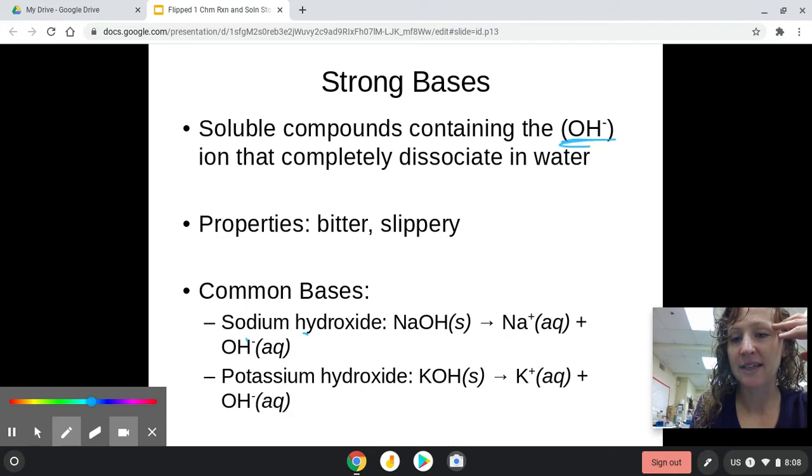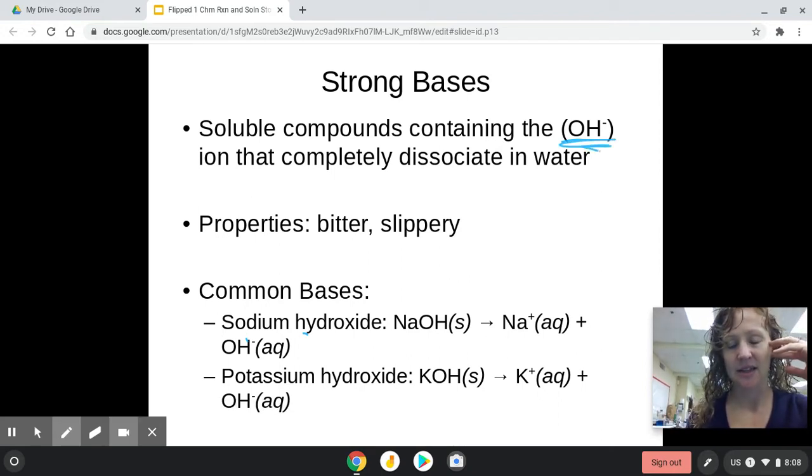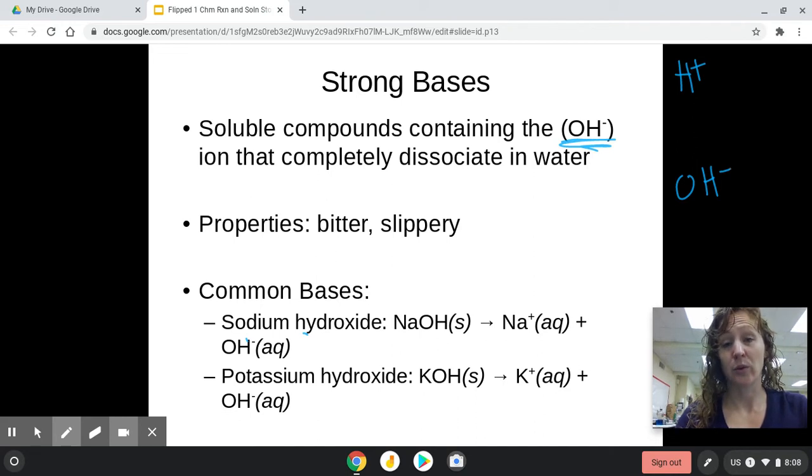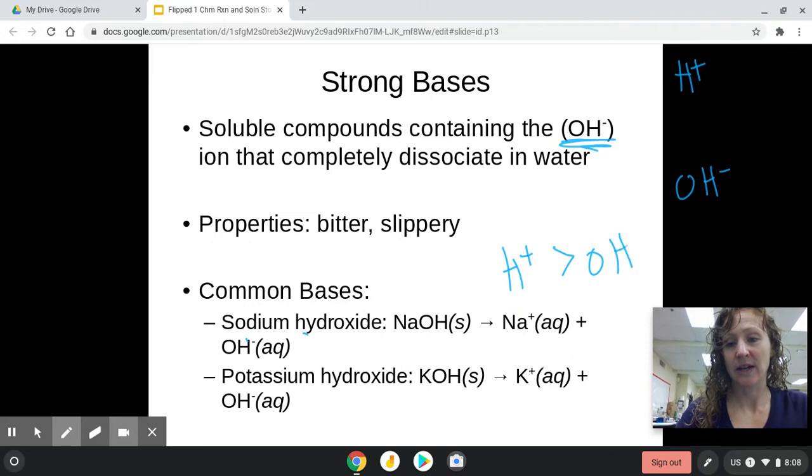Okay, but they contain the hydroxide ion. That's what makes them a base. So just like acids are going to end up with more H plus in solution, bases are going to end up with more OH minus in solution. And actually, it's more of a ratio. If you have a solution that has more H plus than OH minus, you are going to have an acidic solution. If you have a solution that has more OH minus than H plus, you're going to have a basic solution.